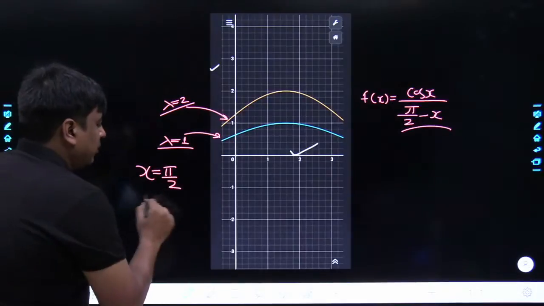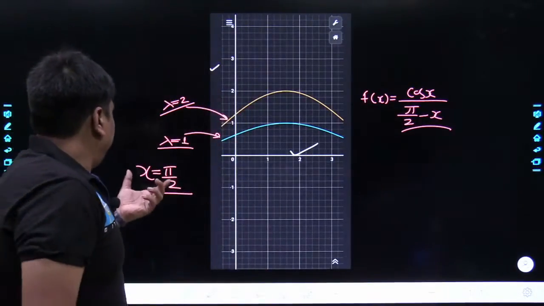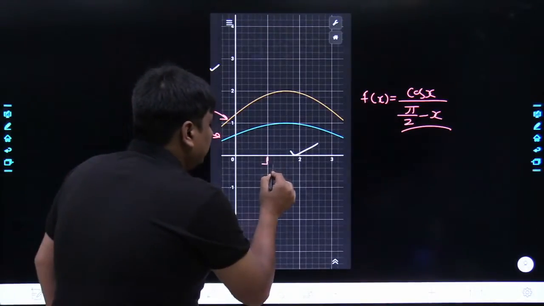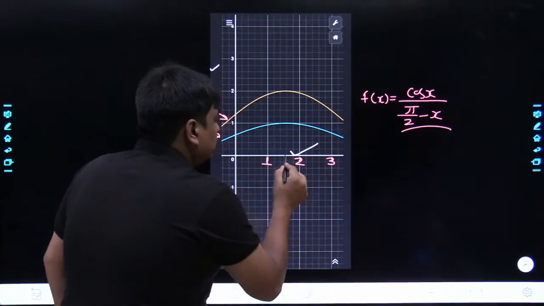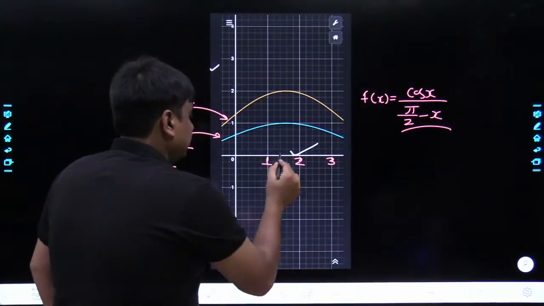Once you calculate the approximate decimal value of pi by 2, you will get to know the approximate pi by 2 value is somewhere 1.5. This is 1, this is 2, this is 3. So 1.5 will come somewhere here.